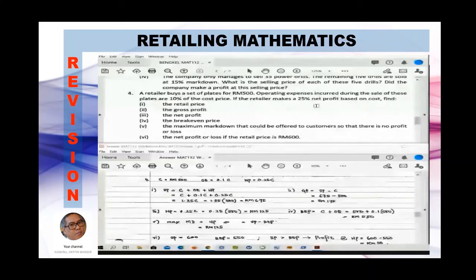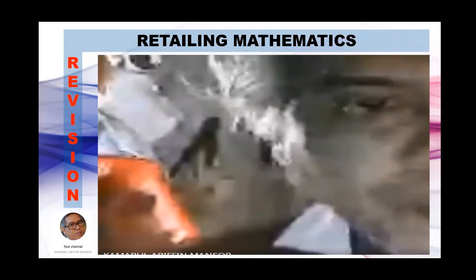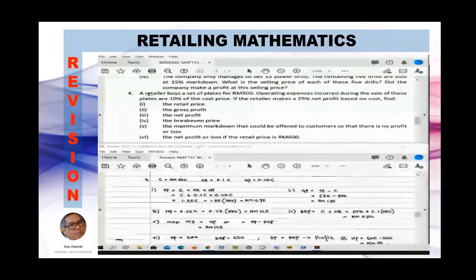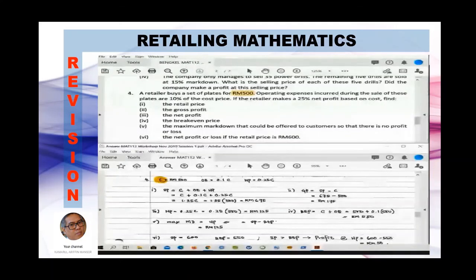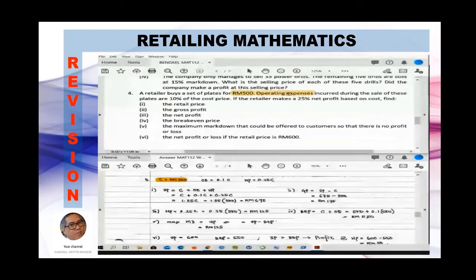So let's see the information first. The first one dia katakan retailer buy a set of plates for RM500. So dia beli dengan harga RM500. So this is the amount paid to get the set of plates. So that means you have the cost to be RM500. Okay, the next thing that it says here, operating expenses incurred during the sale of these plates are 10% of the cost price. So OE adalah 10% of the cost price.